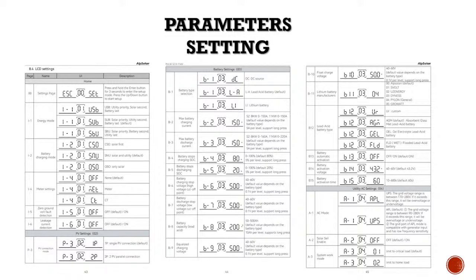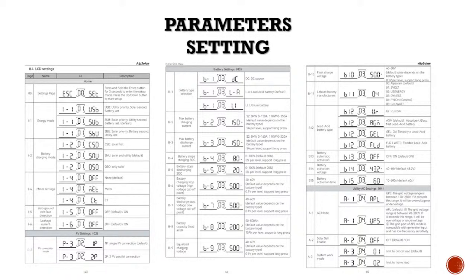So the difference is, if you put it on UPS, the grid input voltage range is between 170 to 280 volts, because it believes that you are using sensitive appliances. It does not give you more room for grid instability. If your grid voltage is not up to 170, it will not come on. And if your grid voltage is beyond 280, it will see it as over voltage. It will not come on.